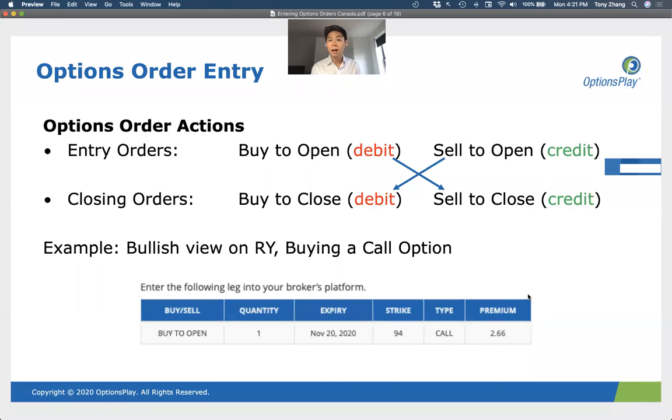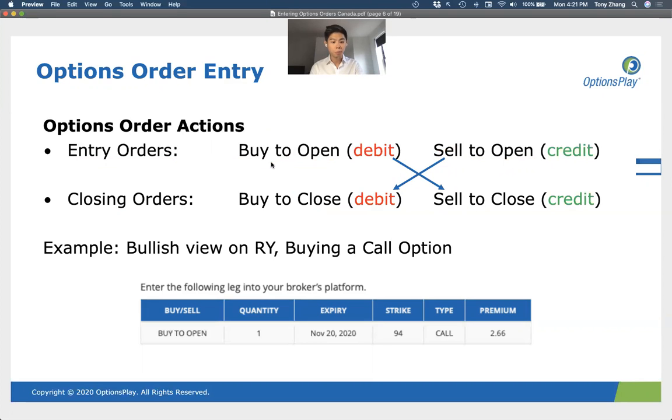Now, this isn't really complex, and it's pretty straightforward because you have entry orders and you have closing orders. Just like stocks, you can either buy first and sell later, or you can sell first and then buy back later. So that's still the same. The only difference is that depending on whether you're opening or closing, you have to specify whether it's a to open order, so either buy to open or sell to open. Depending on whether you're trading a debit or a credit, this will determine whether you're buying or selling to open. And then when you're closing it, you effectively have to do the opposite transaction.